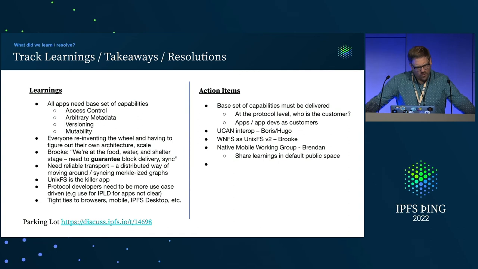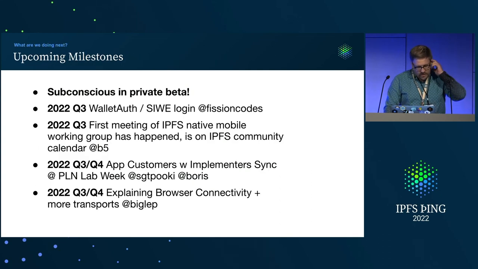Brendan already took care of his action item, so look in the Slack for the launch of the native mobile working group. We have a couple of milestones. Fission is going to ship some blockchain login stuff that will make its way into UCAN as well. Brendan has committed to an IPFS native mobile working group, a sync with app customers and implementers at PLN Lab Week, somewhere in that timeframe. And Steve has said that he'll put up his hand and talk about browser connectivity and more transports. Thank you.